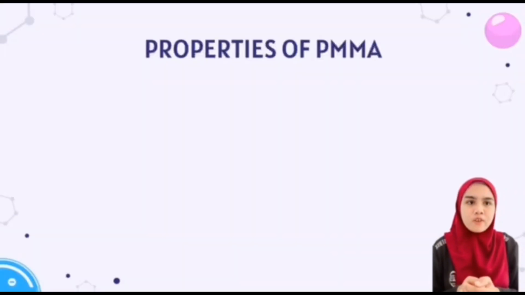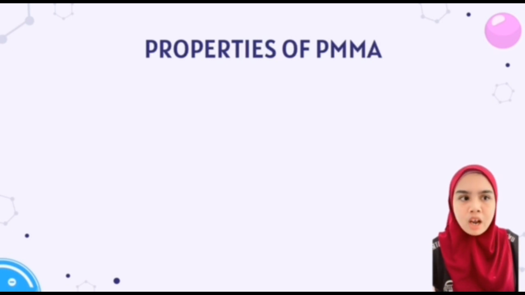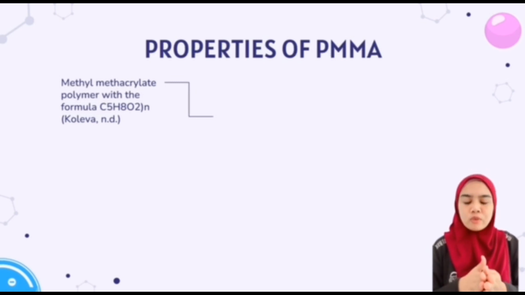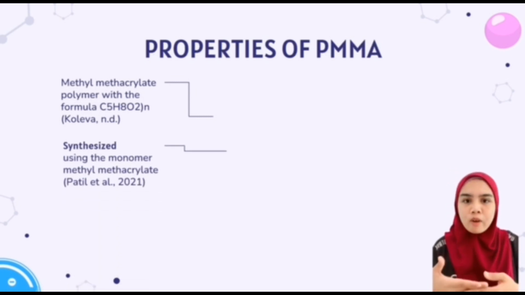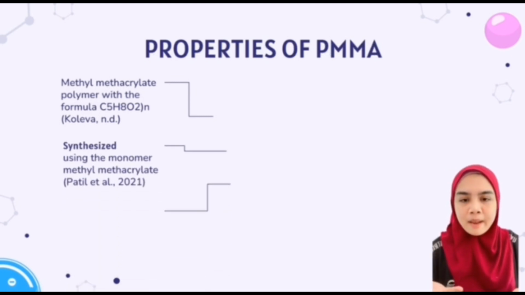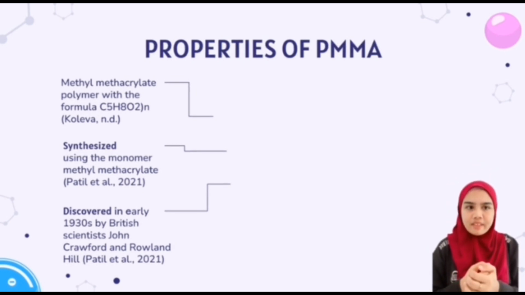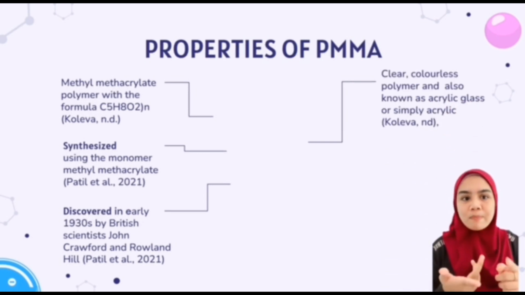Assalamualaikum and hi, I will continue the presentation by discussing the properties of PMMA followed by the ionic conductivity of PEO. What is PMMA? Polymethyl methacrylate is a methyl methacrylate polymer with the formula C5H8O2. Petit et al. 2021 reported that PMMA was synthesized using the monomer methyl methacrylate and was discovered in the early 1930s by British scientists John Crawford and Roland Hill. According to Colever and D, PMMA is a clear, colorless polymer and also known as acrylic glass or simply acrylic.